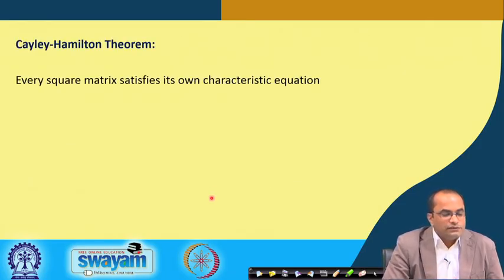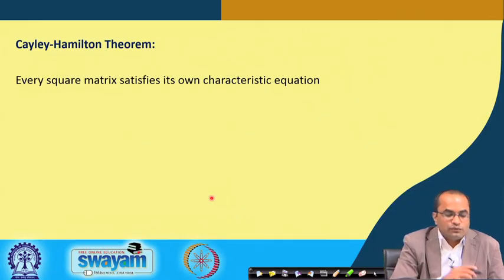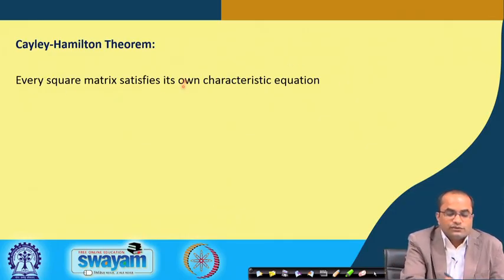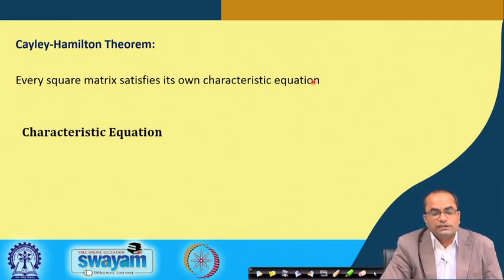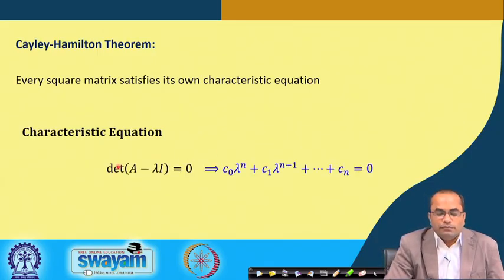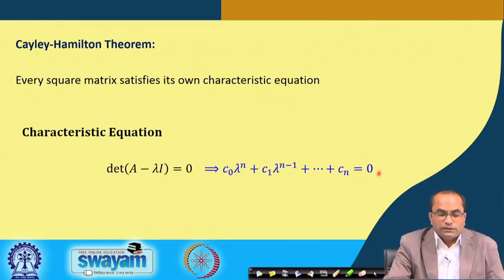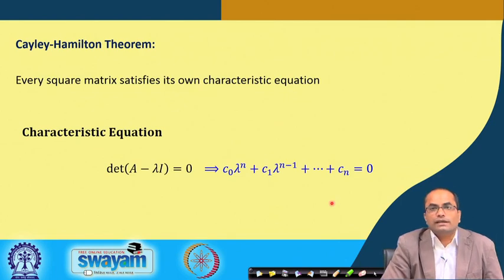There is the Cayley-Hamilton theorem, which says that every square matrix satisfies its own characteristic equation. That is another result coming directly from the characteristic equation. We know what the characteristic equation is: the determinant of A minus lambda I, such a polynomial equation. This result says, and we will not go through the proof, that the matrix itself will satisfy this characteristic equation.